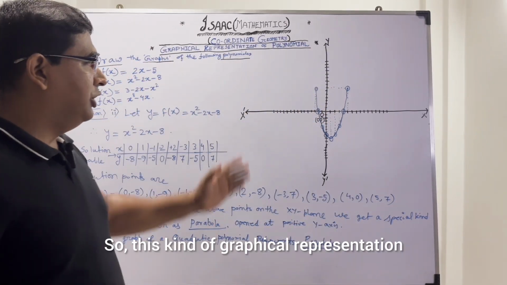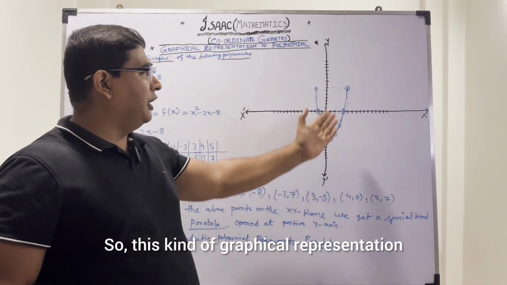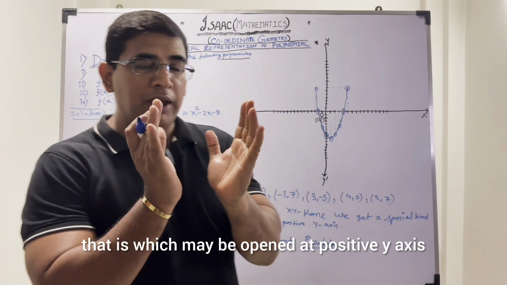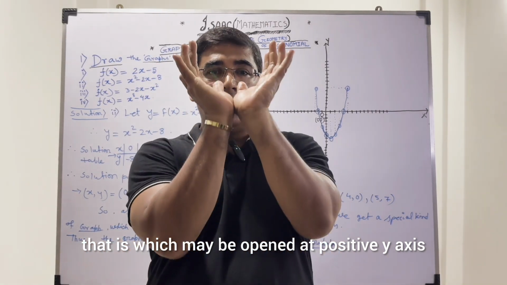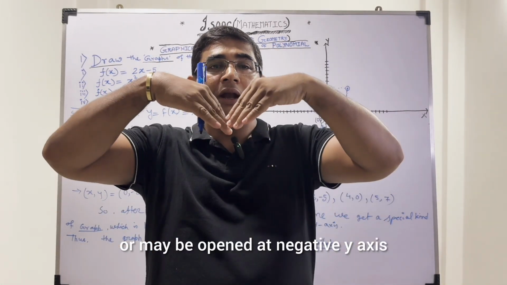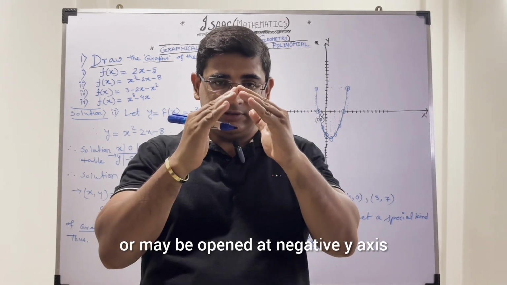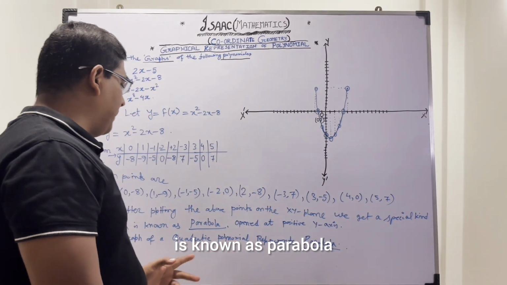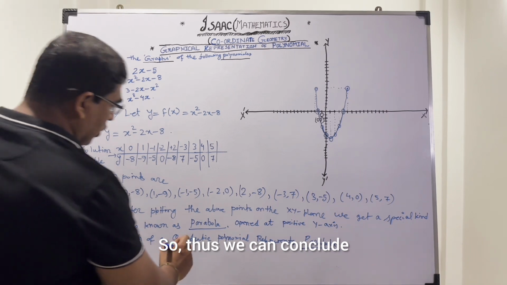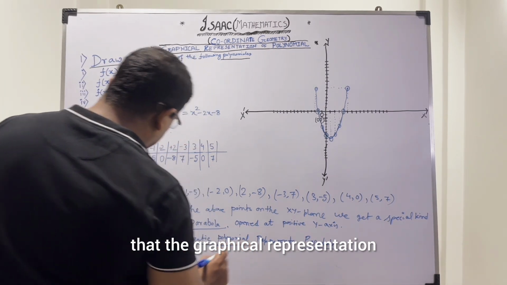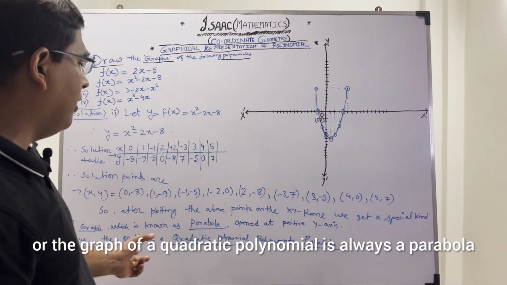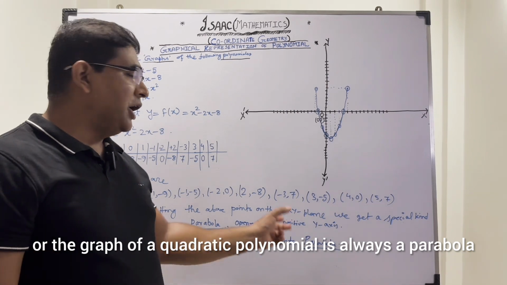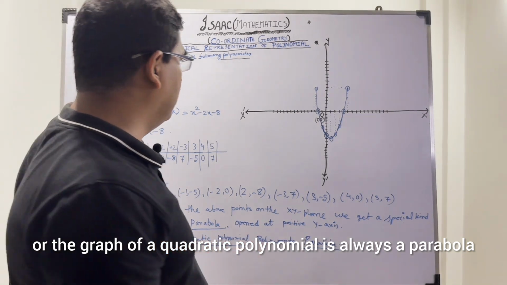Okay, so this kind of graphical representation, which may be opened at positive y-axis or may be opened at negative y-axis, is known as parabola. So thus we can conclude that the graphical representation or the graph of a quadratic polynomial is always a parabola. Okay.